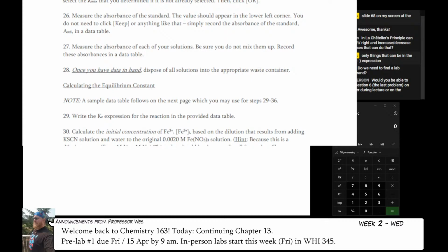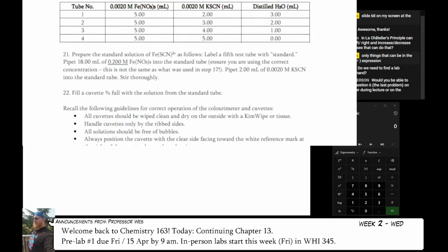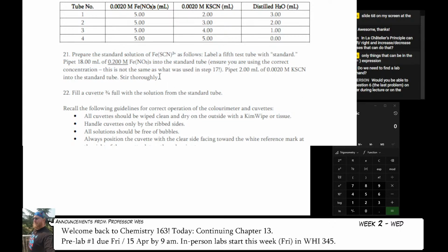You know, it might not actually be in the post. Okay, so here is the step where you're making the standard. And I want you to look at the concentrations of the things that you're using. So this is the iron 3 solution, and this is the KSCN solution. So you're going to notice that this one's way bigger than this one, right?